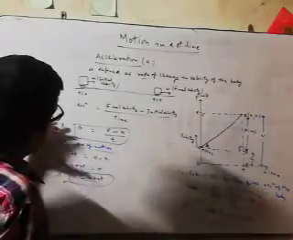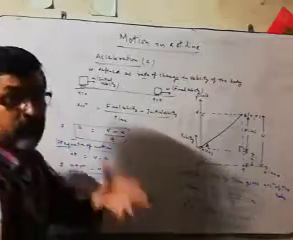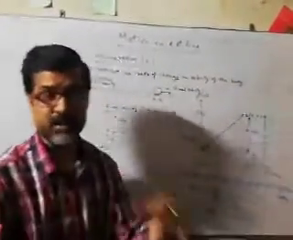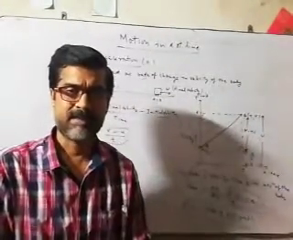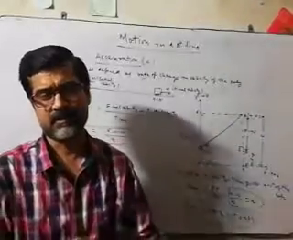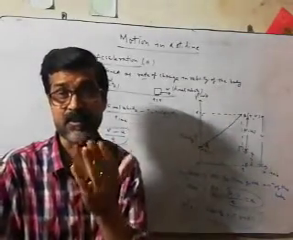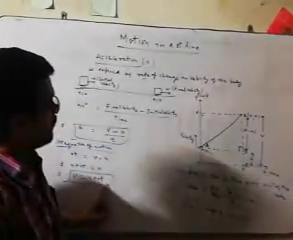The first equation of motion can be used to solve numerical problems. For example, there could be a question: a car was moving with velocity 40 km per hour, and in 5 seconds its velocity becomes 80 km per hour. Find the acceleration produced by the engine of the car. We can use this formula to solve.